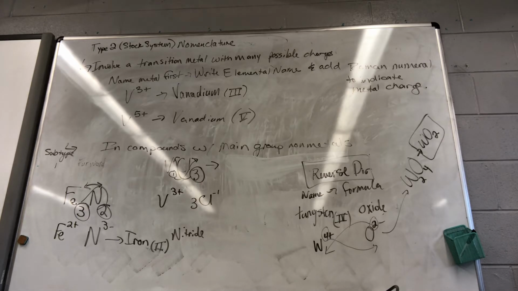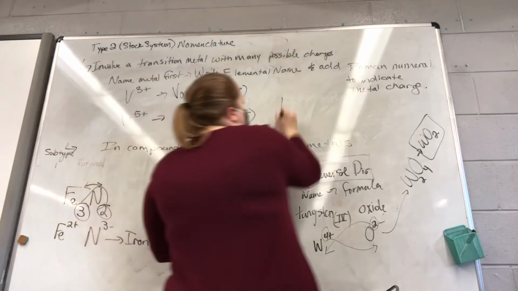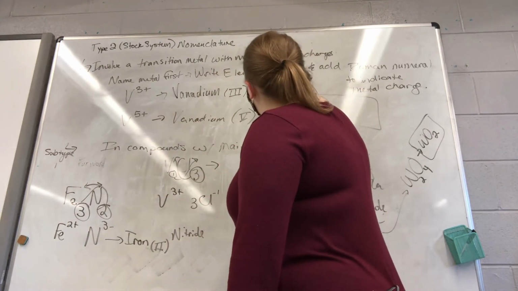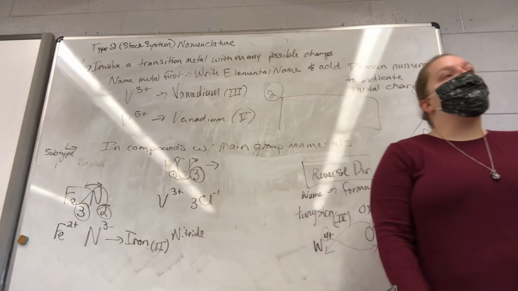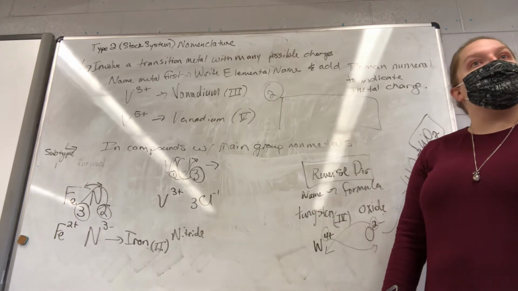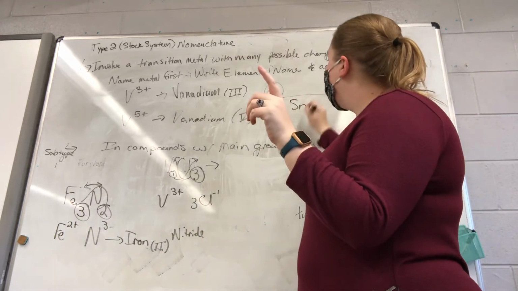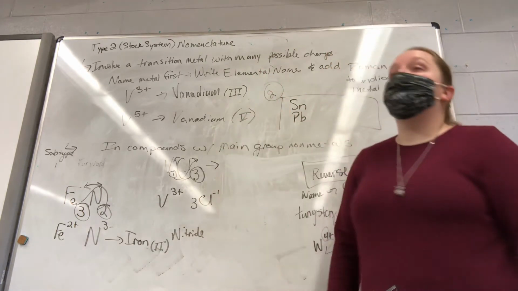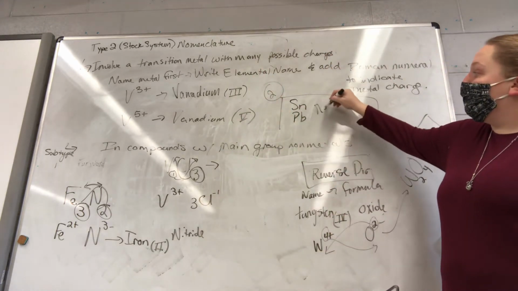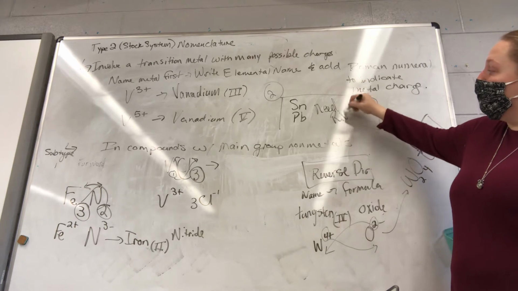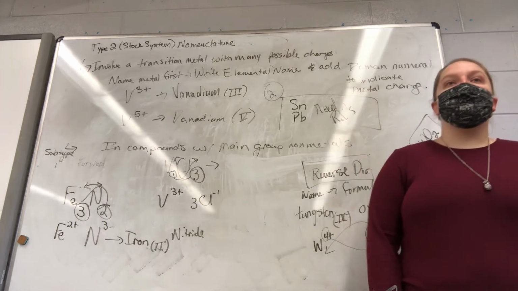And remember that yesterday we talked about the 2 metals that have to have Roman numerals, even though they are not technically transition metals. We talked about these. Tin and lead must have Roman numerals. Need RNs, also known as nurses.